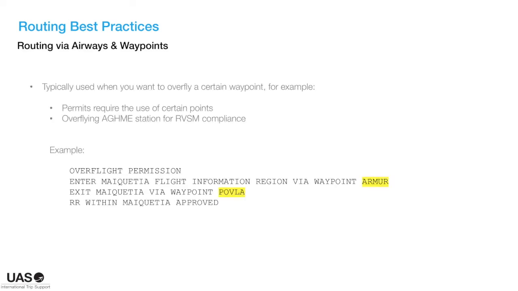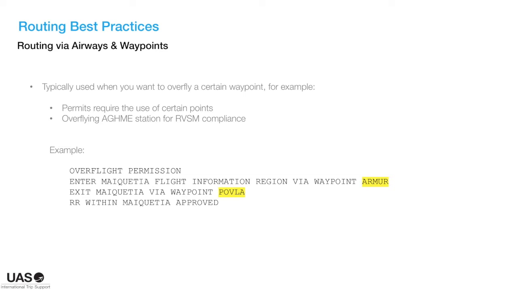So one of the ways that we handle the routing constraints when it comes to permits is using the route via airway or waypoint feature. Now, you typically tell your flight planning engine that you want to route via a specific airway or waypoint for a number of different reasons, one of which being the permits, when that permit requires you to use certain points along a route of flight. The other can be something as simple as overflying an AGME station for RVSM compliance reasons. But in this case, let's look at the permit example.